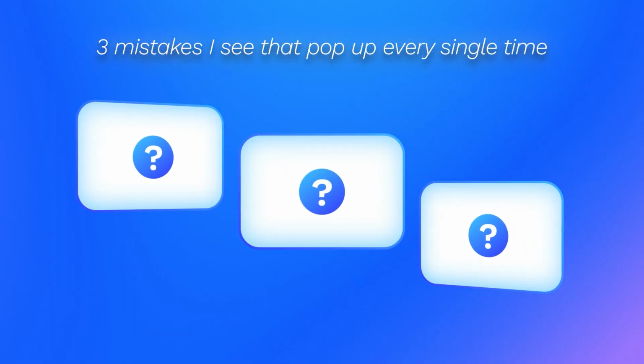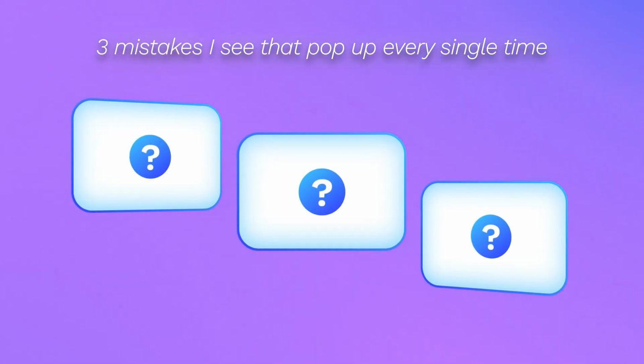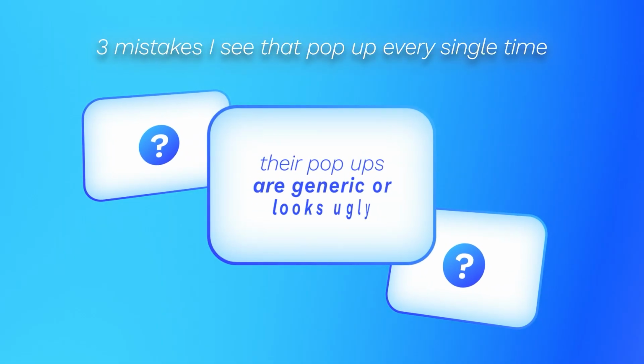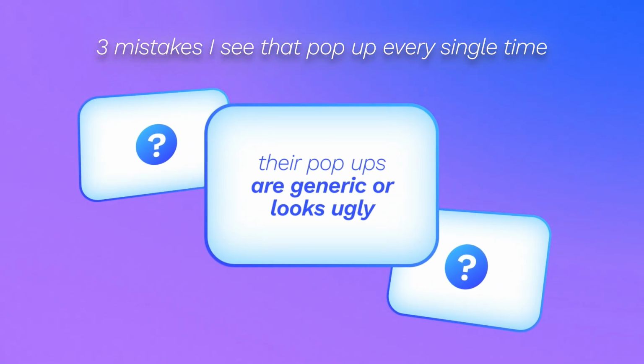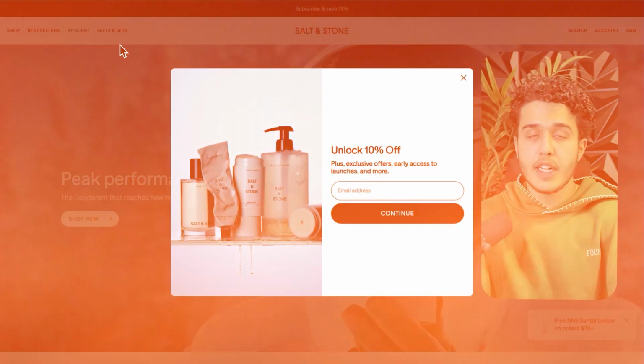All right, so before we get into the strategy itself, we need to talk about why most pop-up forms are broken in the first place, so you know what to actually avoid. And there are 3 mistakes that I see pop up every single time after talking to hundreds of e-commerce brands. Okay, so the first mistake that most brands make with their pop-up is that it is just generic and it just looks ugly. Let's take a look at this brand right here.